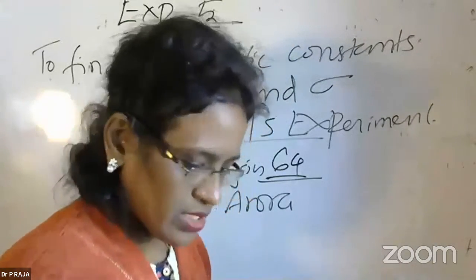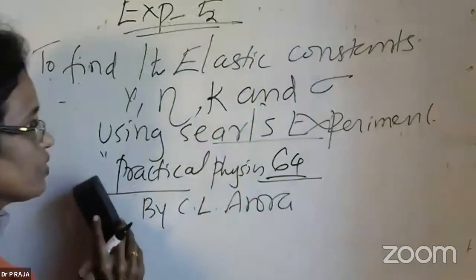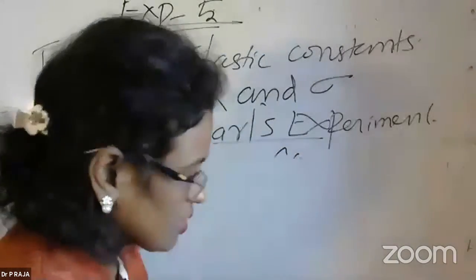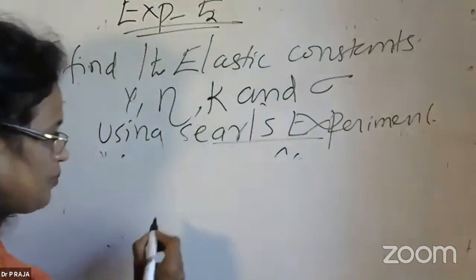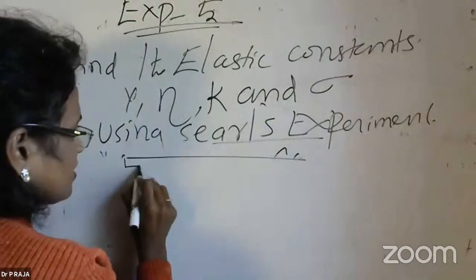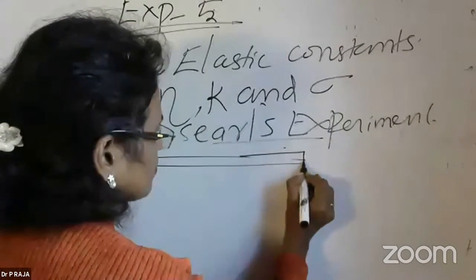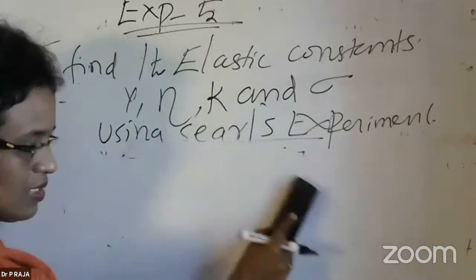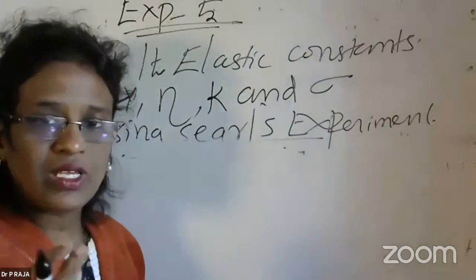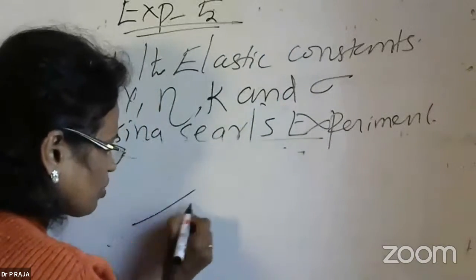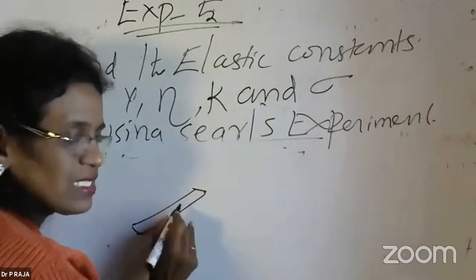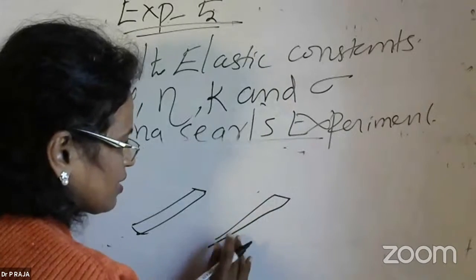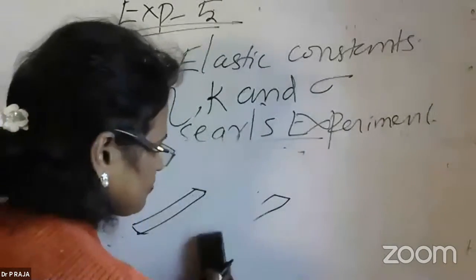Okay. Now, this experimental setup, I will explain to you, the Searle's experiment. Keep this in mind. Shall I rub this? Now, the Searle's apparatus will be like this. Okay. Here you have a stand like this. Okay, let me explain first. There are 2 bars, like this. This bar can be a cylindrical bar or it can be a rectangular bar. Okay, both are there in the lab.